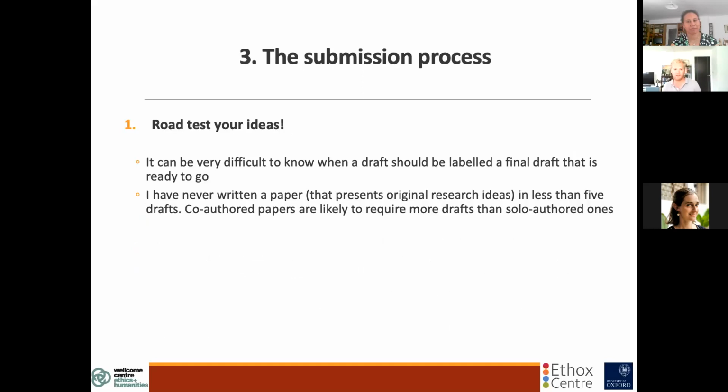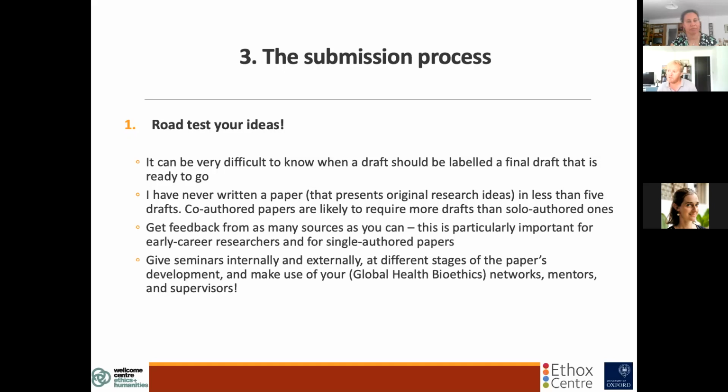The submission process. Basic points here we can cover quite quickly. Road test your ideas. Hugely important, particularly for junior scholars. It can be difficult to know when your draft is finished. I've never written a primary research paper in less than 5 drafts. Co-authored papers tend to require more because it goes backwards and forwards between so many more people. Get feedback from as many sources as you can. Give seminars on your paper early in the paper's drafting and later. Do them internally and externally. Make use of your networks like this one, your mentors, your supervisors.